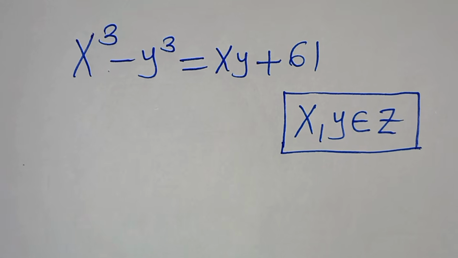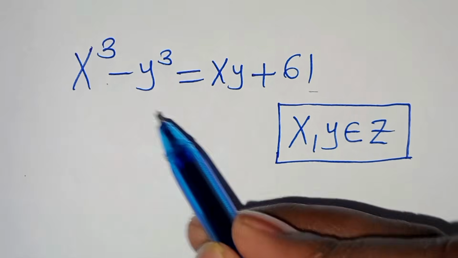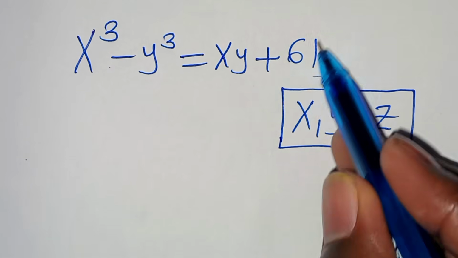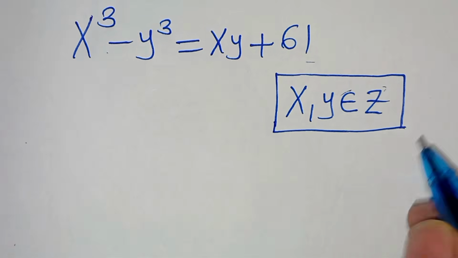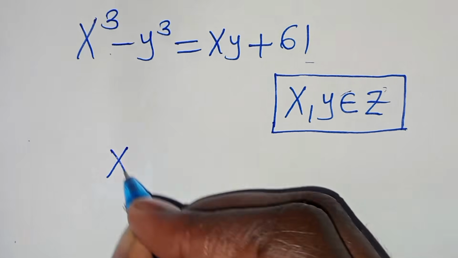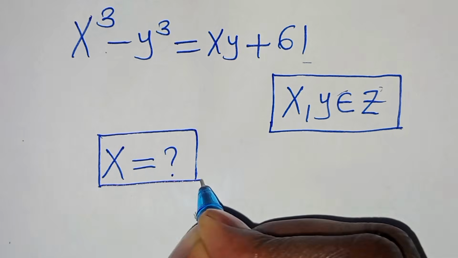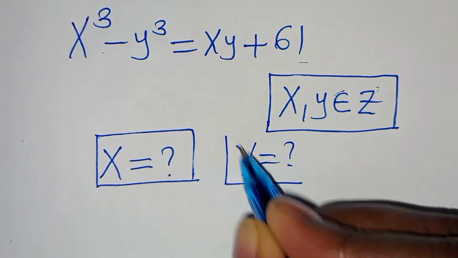Hello everyone, you're welcome to solve this nice algebra problem: x to the power of 3 minus y to the power of 3 is equal to xy plus 61. We have that x and y are members of the integers. So what is the value of x and what is the value of y? Now, let's provide a solution from here.